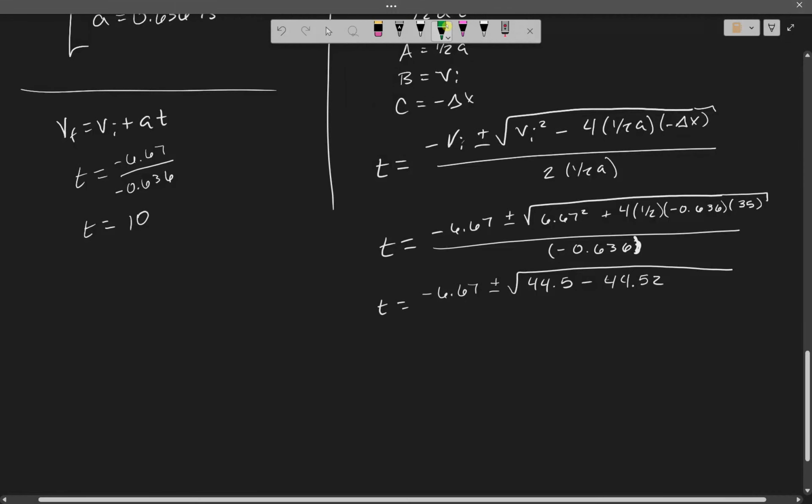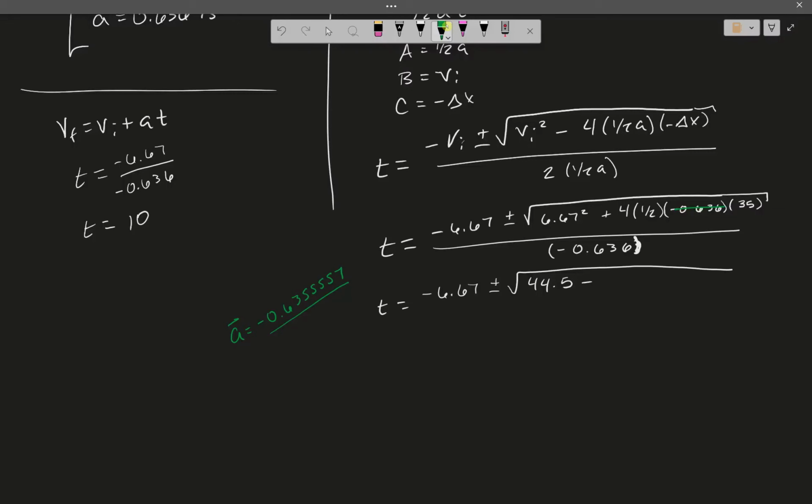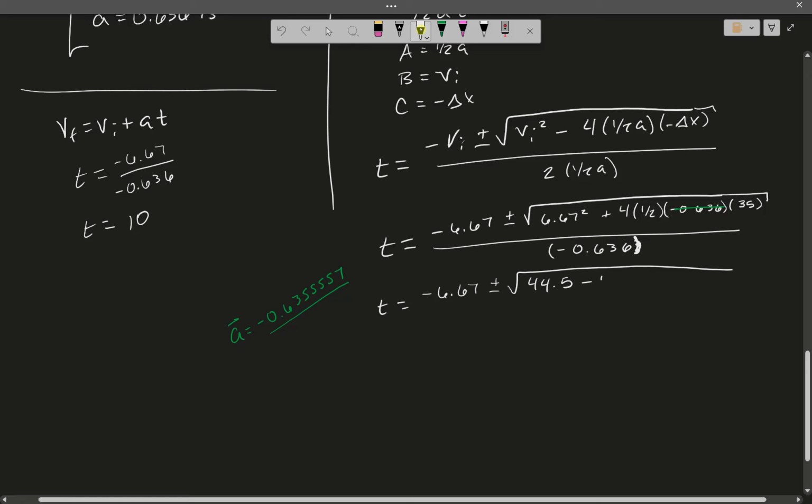So if I don't round, I'm going to put it in green color. The acceleration is going to be negative 0.635557. If I use this instead of 0.636, let me see what I get. Yep. I get minus 44.48, which would round to 44.5.